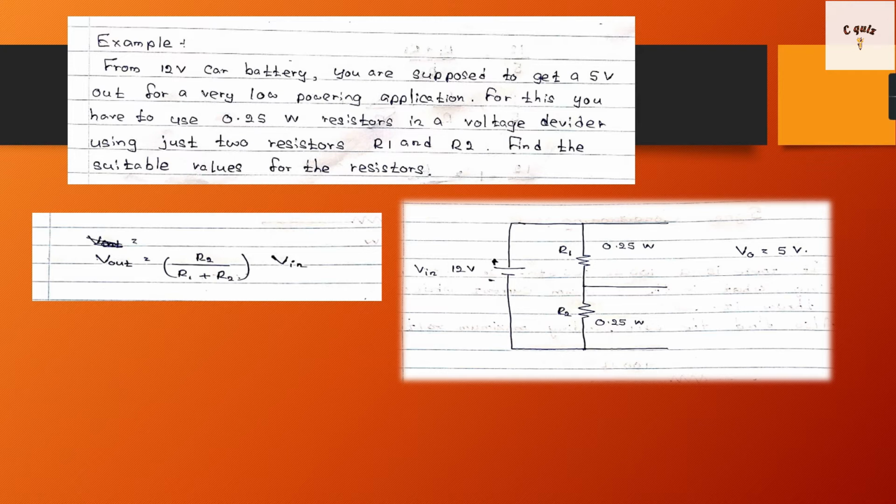When we are doing this kind of question, we need to identify what the data are. So they are telling us this 12 volt car battery, the output voltage is 5 volt, and the resistor power is 0.25 watt. And they are telling us there are two resistors, R1 and R2.